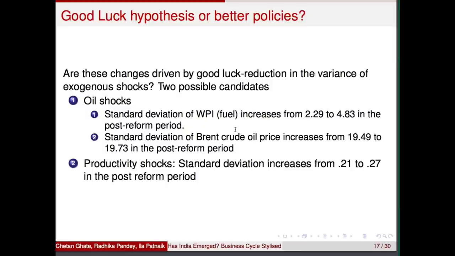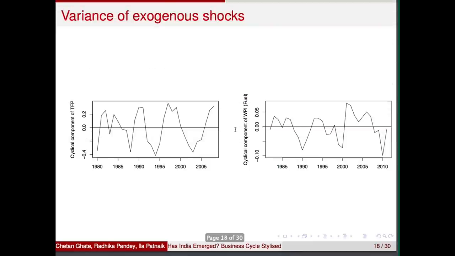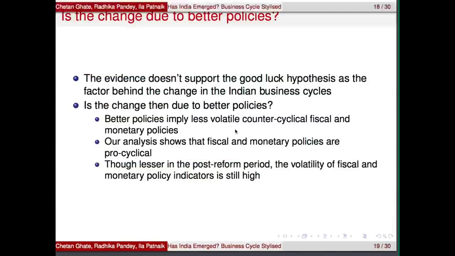Also, if we look at productivity shocks volatility in the pre and post reform period, we find that in the post reform period the volatility has actually increased. So in these plots we can see that in the post reform period the volatility of total factor productivity and the volatility of WPI fuel has actually increased. So what we can claim from our analysis is that the good luck hypothesis is not the main factor explaining the business cycle fluctuations and the differences in the business cycle properties from pre to post reform period.